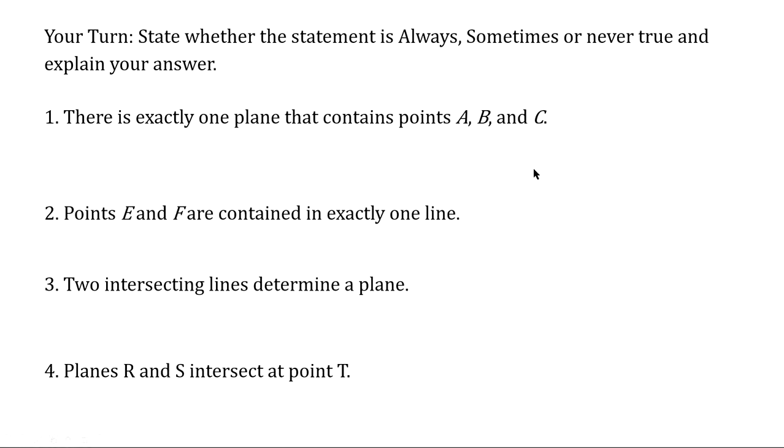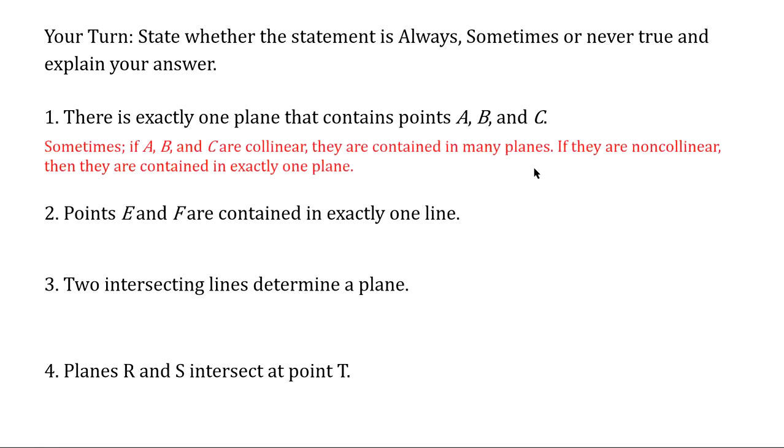There's exactly one plane that contains points A, B, and C. Again, we've been told multiple times that we need 3 points to form a plane. So we have 3 points. It tells us that yes, they might be on a plane. The problem is if those 3 points are collinear, now they're on more than one plane, because remember we said that planes intersect at a line.